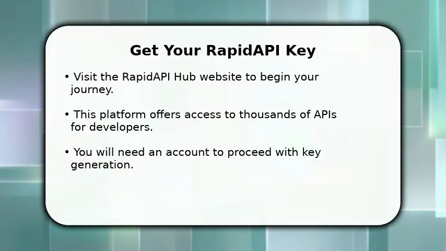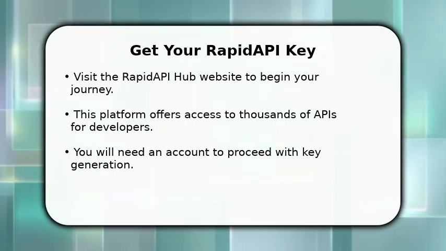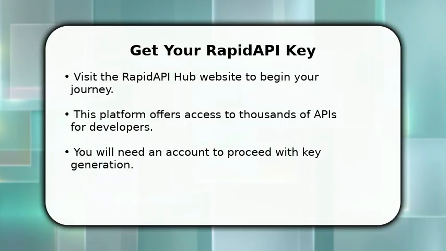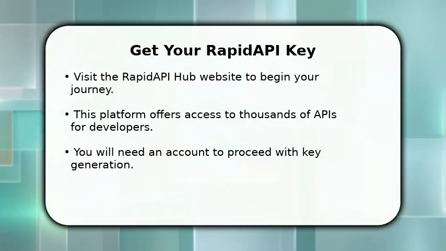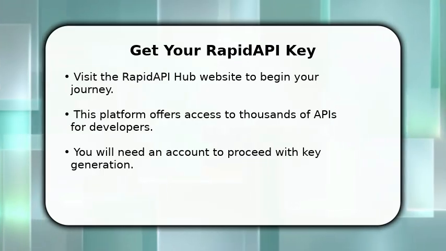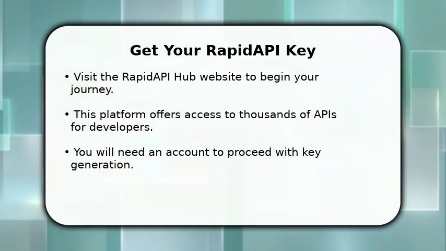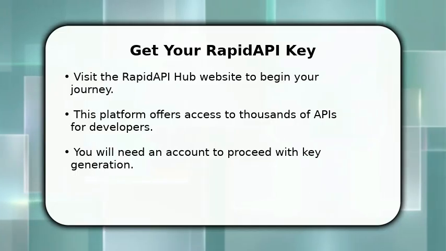In this video, I will explain how to get a RapidAPI key. First, navigate your web browser to the RapidAPI Hub website. This is your central portal for discovering and connecting to a vast array of application programming interfaces. The platform hosts over 40,000 APIs, making it a comprehensive resource for developers.